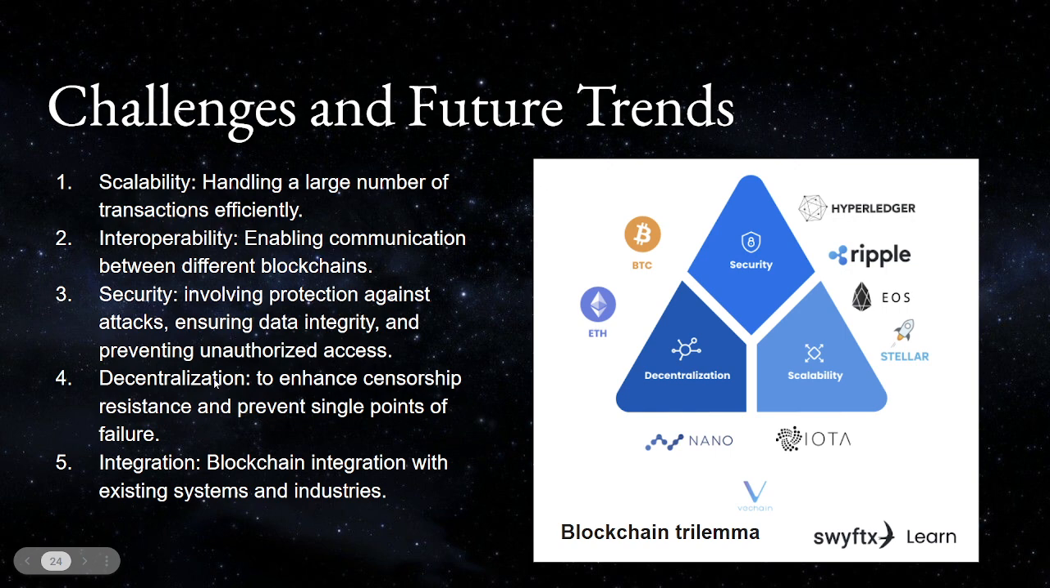Decentralization, removing the centralized authorities, and integration. Integration basically means blockchain integration with existing systems and industries, just like integration of decentralized finance with traditional financing methods. So basically, blockchain trilemma means we need to find a blockchain which has all these three features: security, decentralization, as well as scalability.